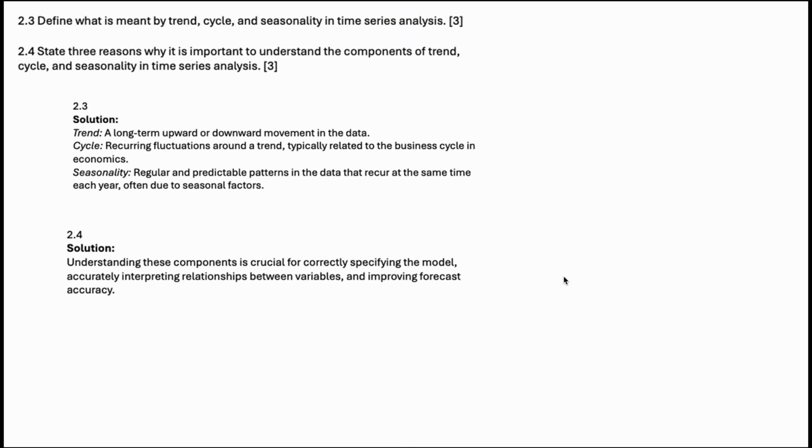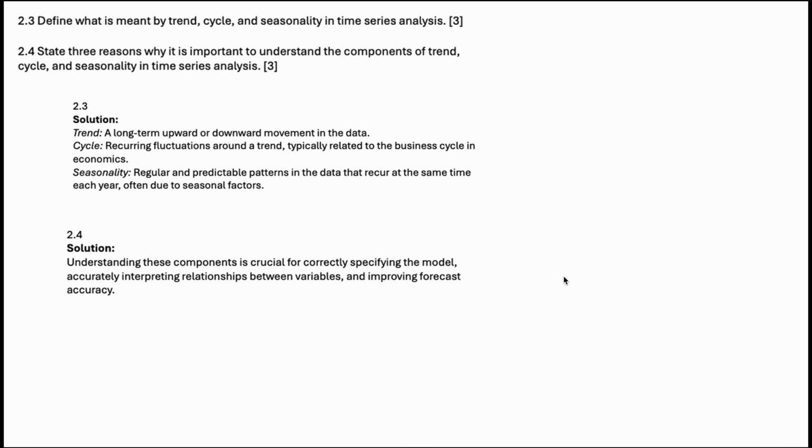So what is meant by trend, cycle, and seasonality? I'll just focus on the trend component. A trend is just a long upward or downward movement in the data. So it's a bit simpler than the definition I gave, but yeah, a long-term upward or downward movement in the data. And then you can read the answers for cycle and seasonality if you want to.